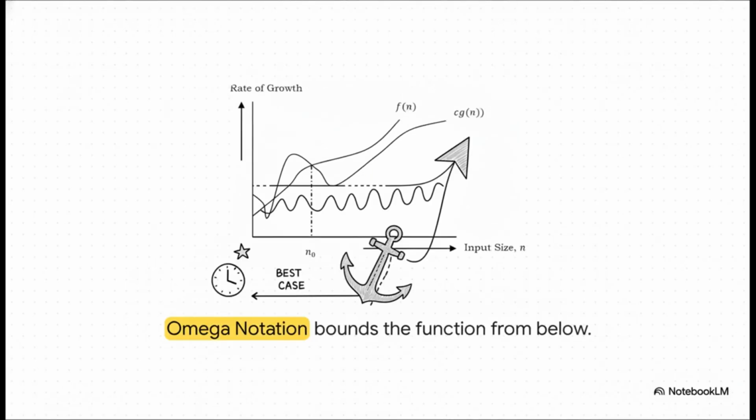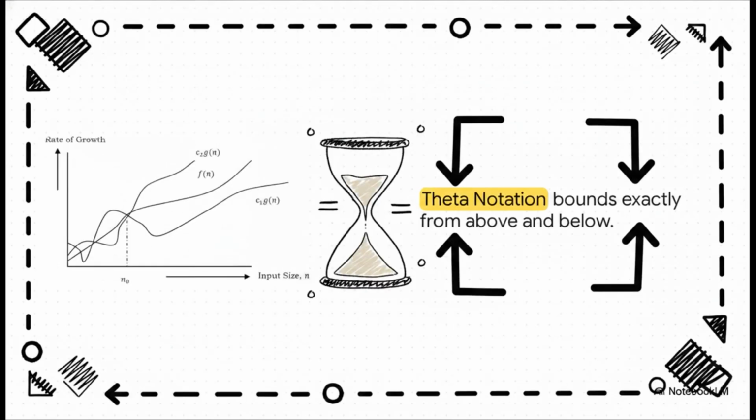Now, while Big O gives us our worst fears, omega notation bounds the function from below, showing us the tight lower bound. This represents the absolute minimum running time of an algorithm. It's our best-case scenario. It essentially tells us that, hey, the algorithm is going to take at least this amount of time to execute. And then, when we want the exact average behavior, bounded from both sides, both above and below, we use theta notation.